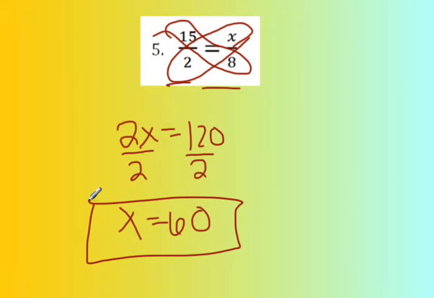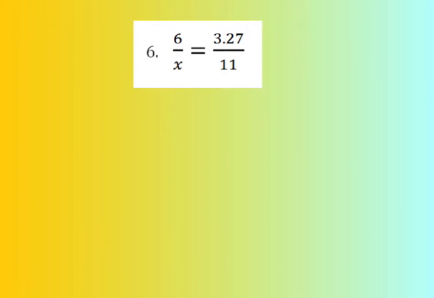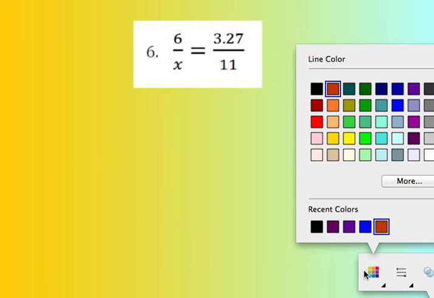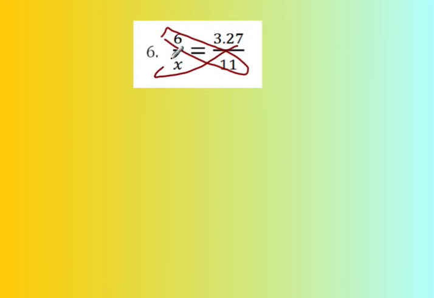So I know sometimes our brains tend to freeze when we see that fraction, but here it's actually not that bad. So let's go ahead and take a look at number 6. So for number 6, what we're going to do is, again, cross multiply here and here. It's okay that there's a decimal. They will not kill us. I promise you that. So we're going to take 3.27 and multiply that times x, which is just 3.27x. It doesn't matter what side you put it on.